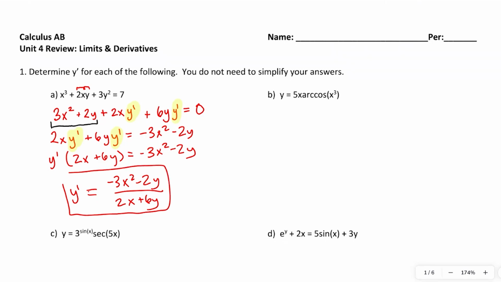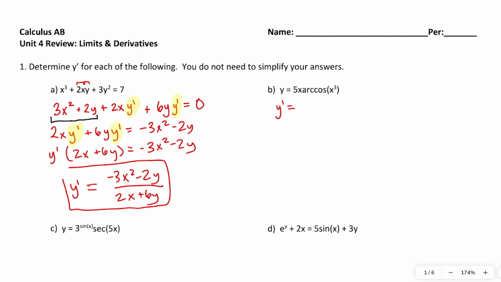Letter B, I do not have to do any implicit differentiation because y is already isolated. So when I differentiate both sides, I'm going to have the y prime by itself right off the bat here. So I'm going to have y prime equals, and then I will have to use product rule with my two factors being 5x and arc cosine of x cubed.